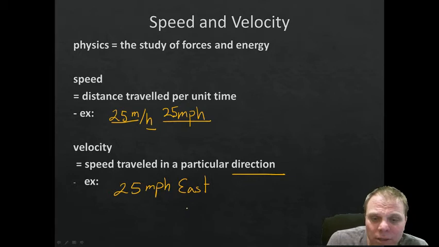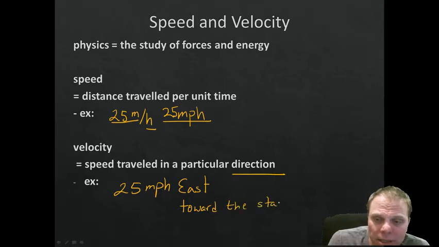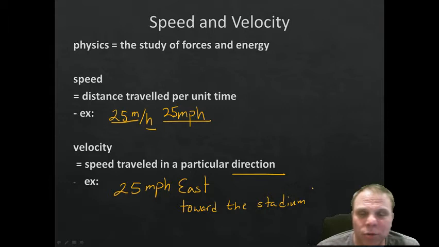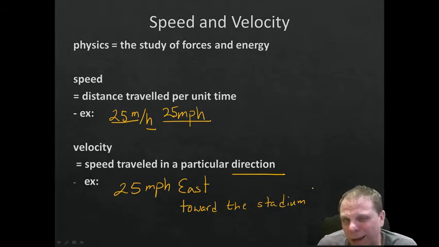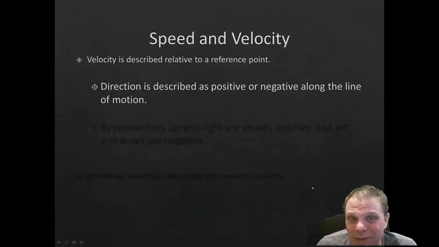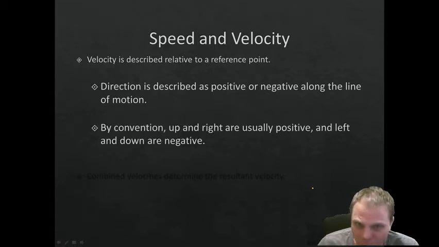Or maybe I traveled toward the stadium, all right? Both of these would be an example of directions, right? I'm traveling in a particular direction. So velocity is going to include a direction. Speed does not include direction, okay? So if we ask you for velocity, make sure you include a direction in it. And I keep giving you 25 miles per hour because that's kind of what we're used to. But remember, we want to do things in the metric system, and in the metric system, we typically use meters per second.